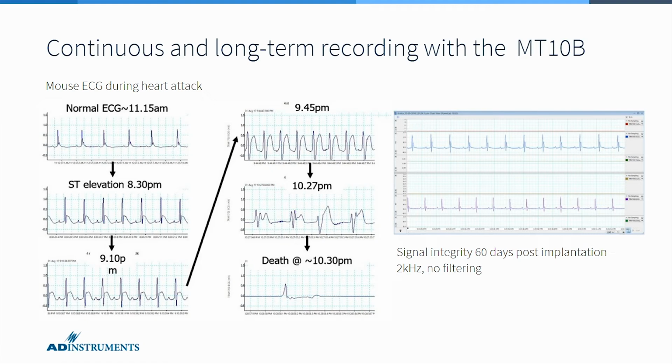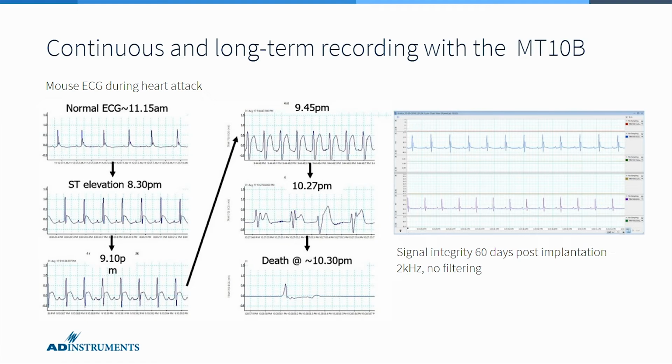With a traditional mouse telemetry system, you wouldn't have been able to capture this data because you would have been restricted in the amount of recording that you could do. So you might have only taken an hour's recording sometime in the middle of the day, where you would have seen this fairly normal ECG recording, and then the following morning you'd be presented with a dead mouse and you didn't know what happened. Whereas with this system, you're able to track it, capture all of this data, and use that as part of your study for reporting that data as well.